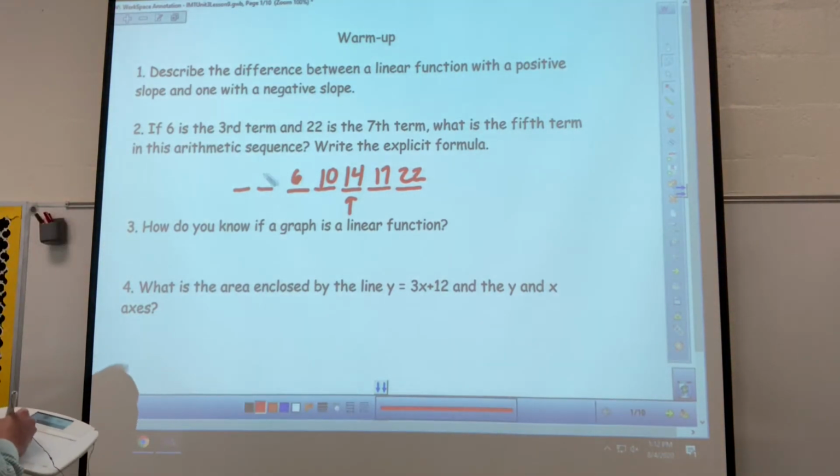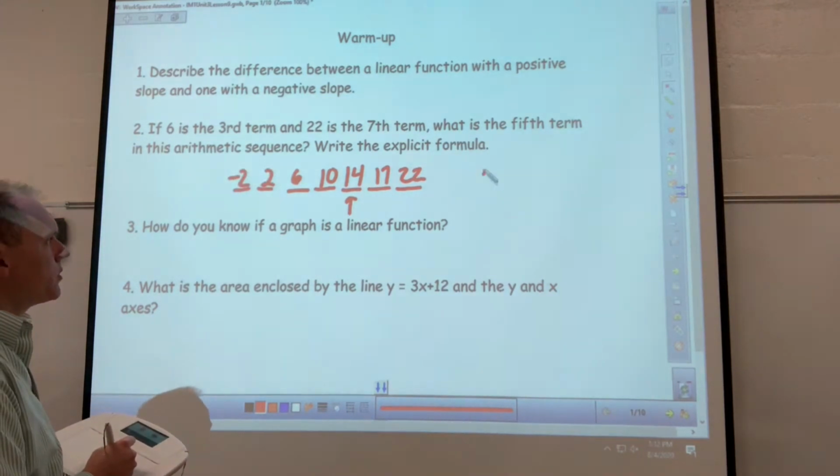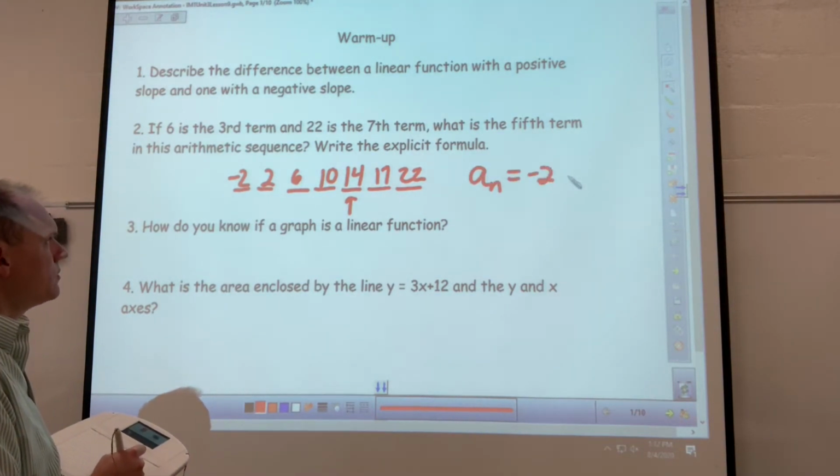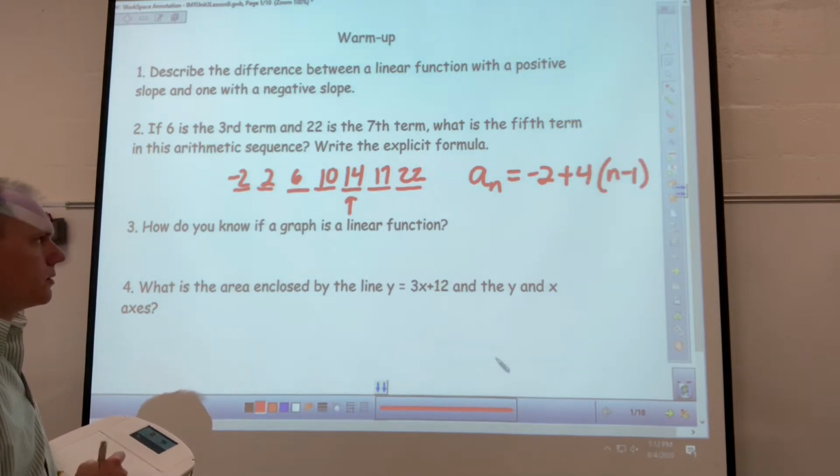If you want, you can go back to the second term would be 2 and the first term would be negative 2. So if you remember, our explicit formula is a sub n equals a1, which in this case is negative 2, plus the common difference, which is 4, times n minus 1.